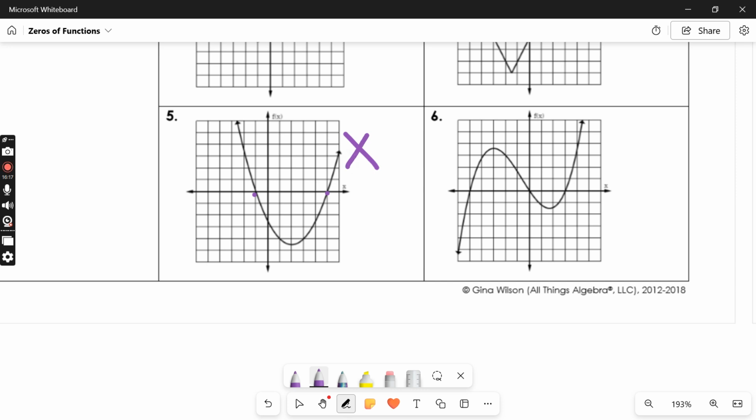On number 5, we're looking at x equals -1 and x equals 5. And then number 6, we have three different places. We have x equals -5, x equals 0, and x equals 3.